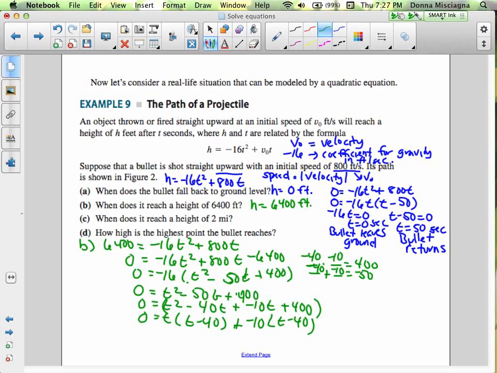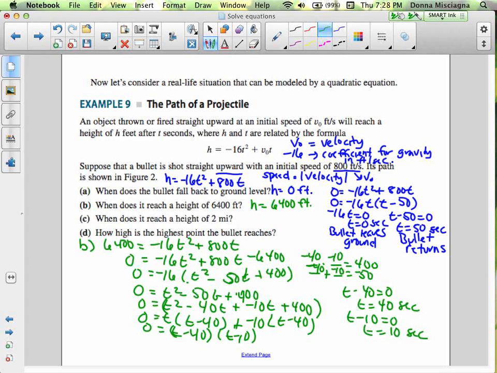So we're pulling out a greatest common factor. Notice we have a repeating t minus 40. So t minus 40 is one factor. The leftover t minus 10 is the other factor. And now we have two solutions here. I'll solve over here, and I'll do a drawing over there. So we have t minus 40 equals 0. T is 40 seconds. And if t minus 10 equals 0, t equals 10 seconds.